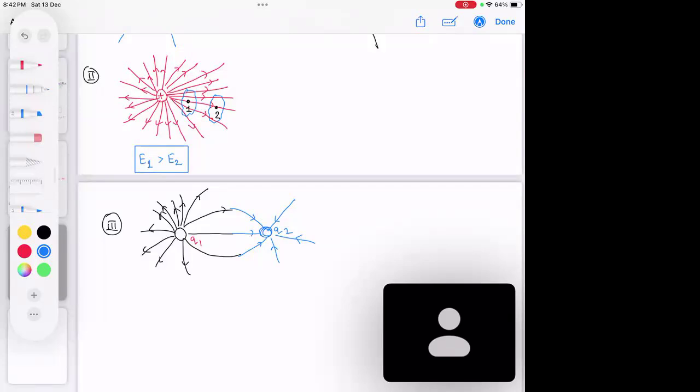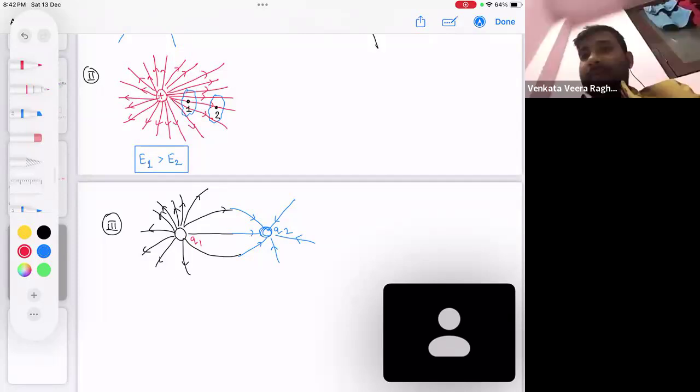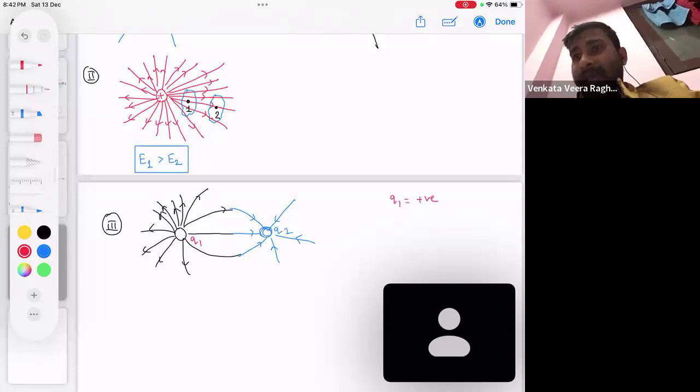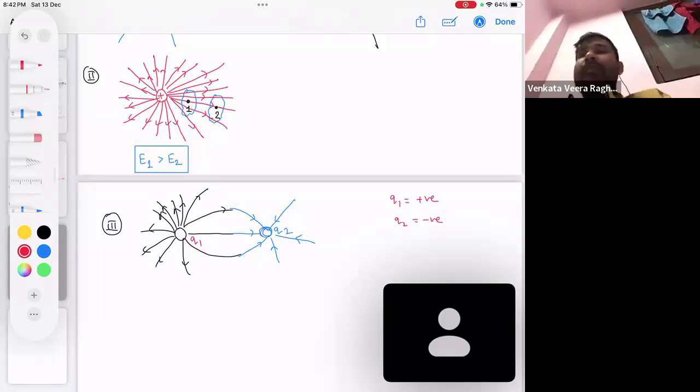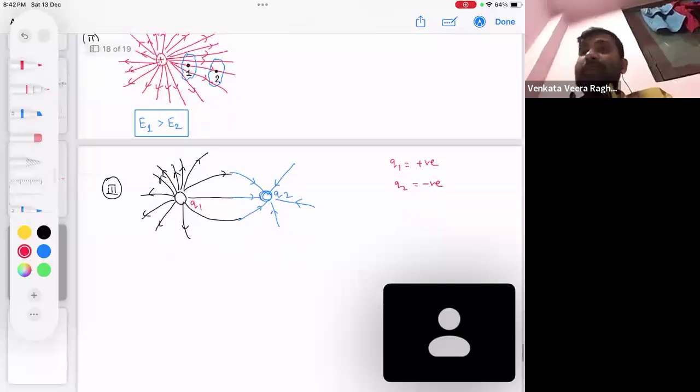Q2 is negative. Very good. How do you understand that Q1 is a positive charge and Q2 is negative? Q1 has its field outwards, whereas Q2 has its field inwards. Very good. So Q1 has field away from itself, so we came to know that Q1 is a positive charge, and Q2 is a field terminating on the charged particle. So Q2 will be negative. That is the first thing we understand.